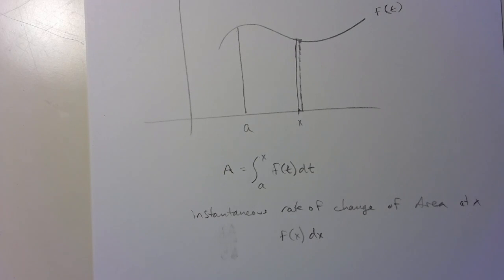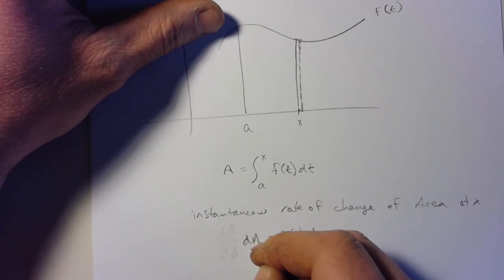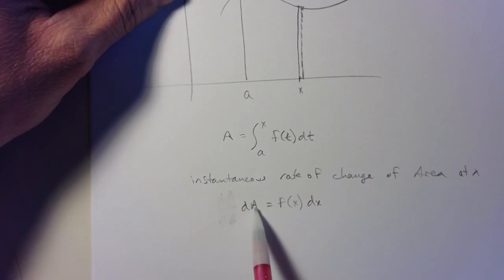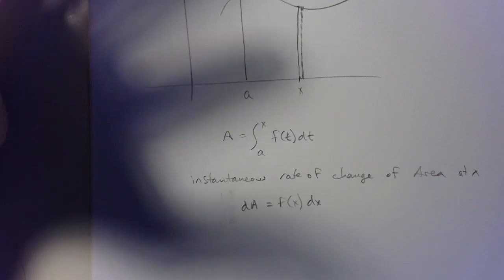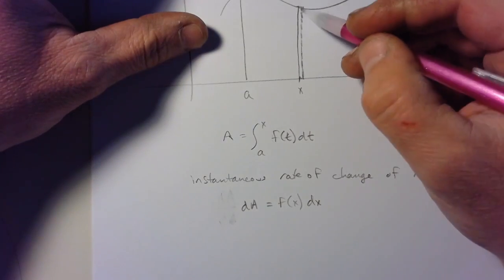Another way to think of this is that's the change in the area. I could put delta there as the change in the area, but I put a little d because it's the instantaneous change, so it's infinitely small. And so that's how much bigger this would be.